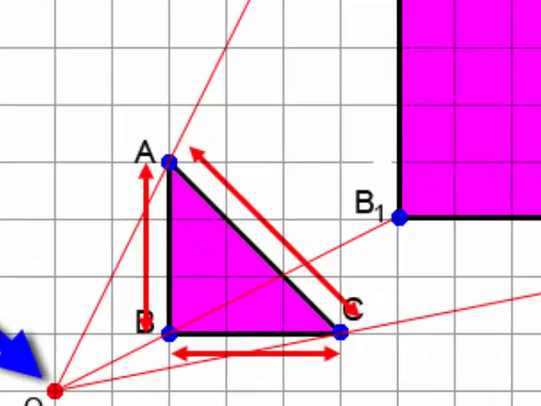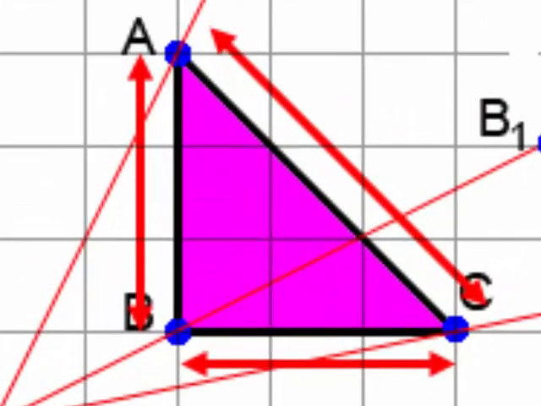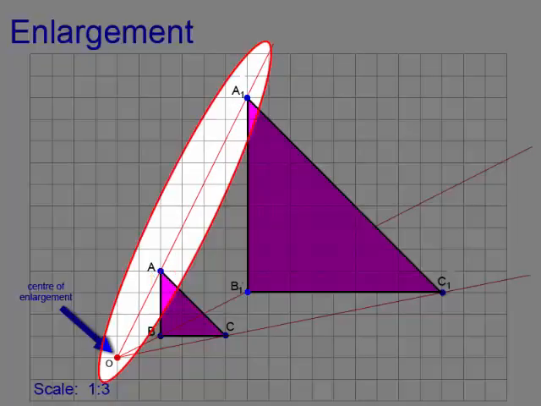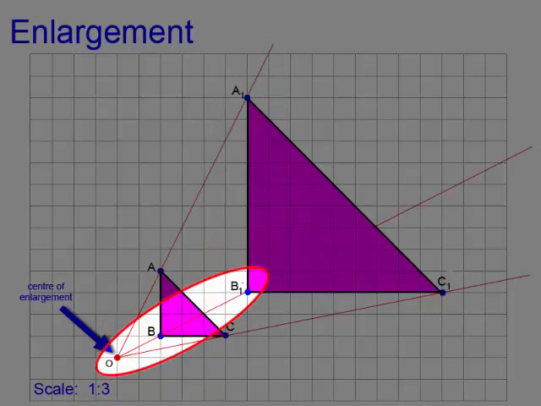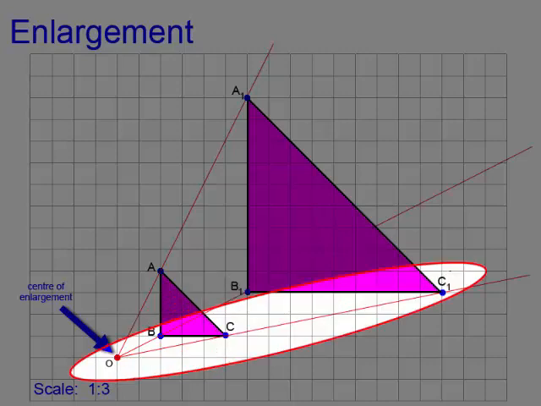Our scale is 1 to 3, so for every one of these distances, our new coordinates will be 3 times that length. So the distance OA1 will be 3 times the length of the distance OA. OB1 will be 3 times the length of distance OB. And OC1 will be 3 times the length of the distance OC.